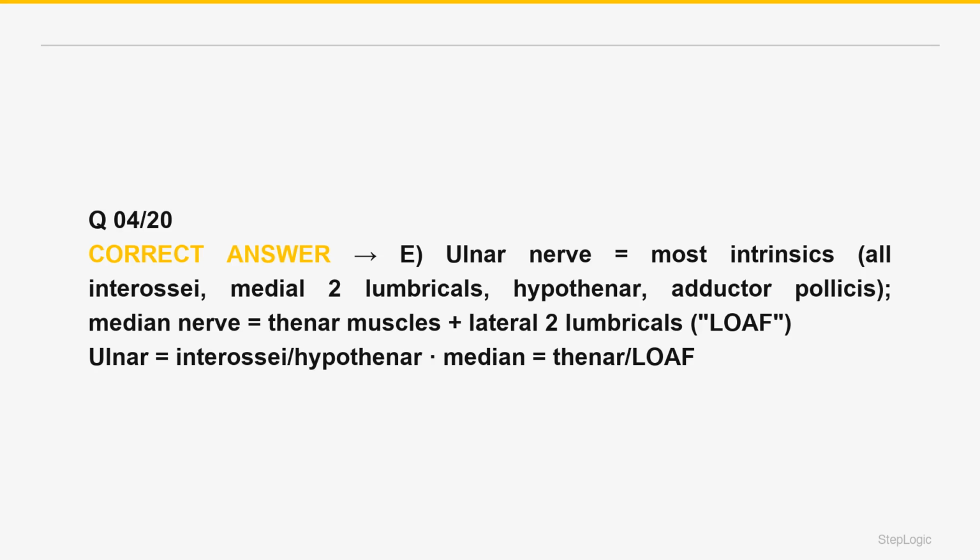The radial nerve supplies no intrinsic hand muscles; it serves the forearm extensors. The ulnar supplies most: interossei, hypothenar, adductor. The median supplies LOAF, thenar. This division is correct.